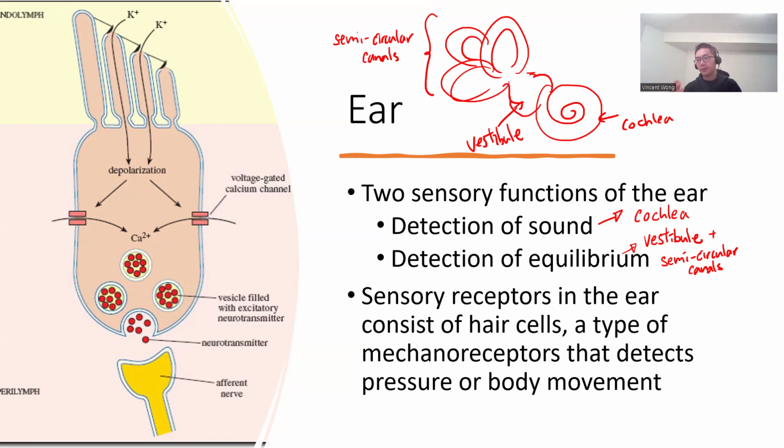Now the receptors that are responsible for detecting these things are all examples of hair cells, which are a type of mechanoreceptors that help detect changes in pressure or body movement. They are located within these various structures, and they respond to various movements of the head as well as of the body.